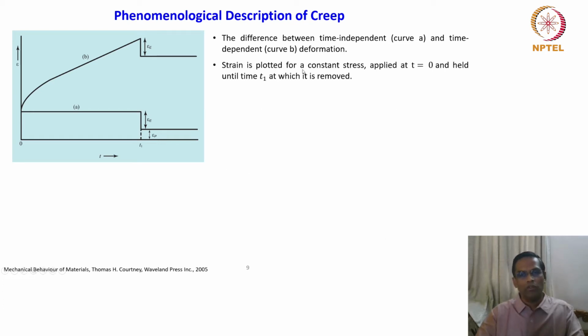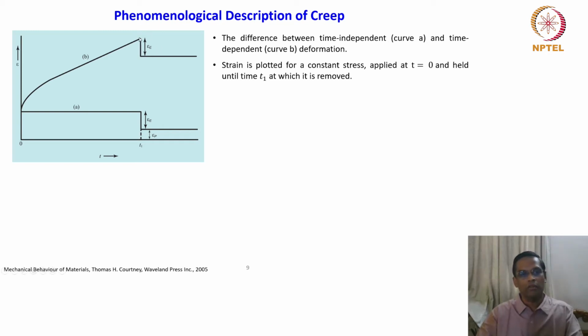The strain is plotted for a constant stress applied at t equal to 0 and held until the time t1 at which it is removed. So after the time t1 is reached, the load is removed. Then obviously we will be able to recover some strain. That is called elastic strain, which is why it is called epsilon E, the recoverable elastic strain, the time dependent elastic recoverable strain. That is how you should understand this.